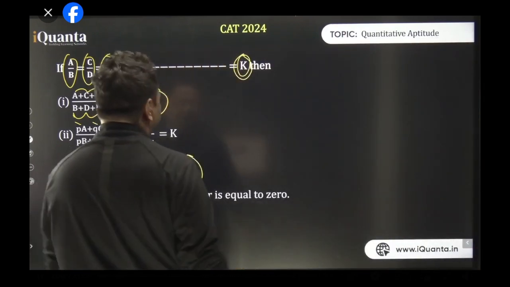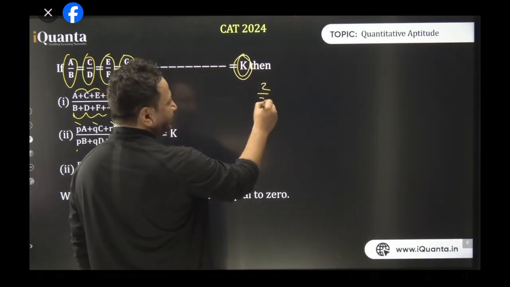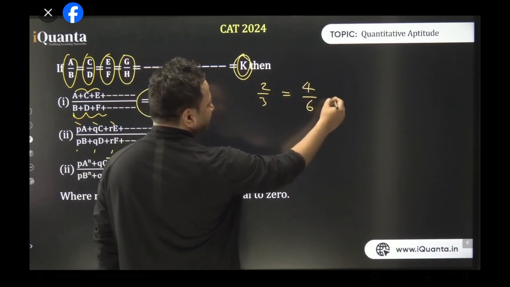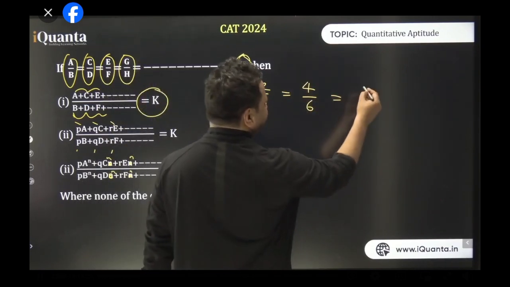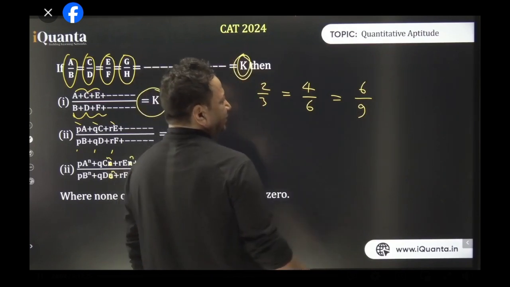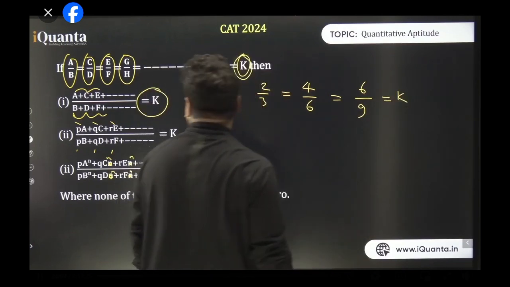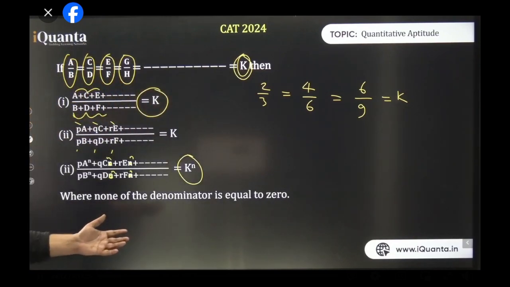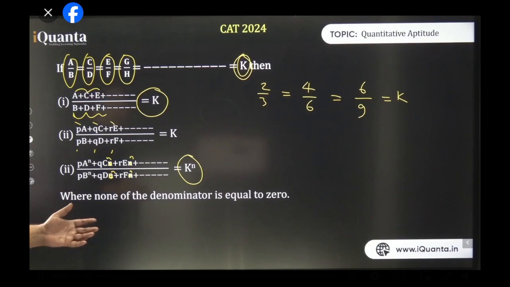Example. Let us take an example. So, 2 by 3 is equal to 4 by 6, right? Is equal to, let's say, 6 by 9. Okay. Alright. This is equal to K. You can take the example on your own.